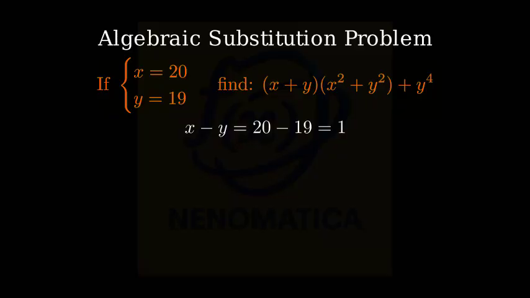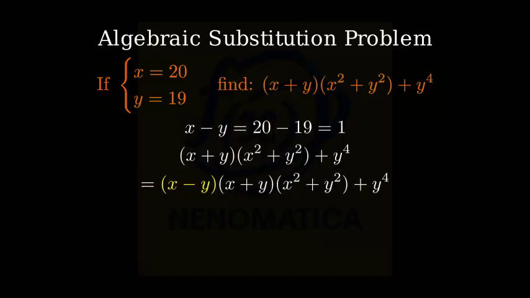Our goal is to find the value of this expression. Let's rewrite it and see if we can simplify it using the value of x minus y that we just calculated. Now, let's use a clever trick. We know that x minus y equals 1. We can rewrite the first part of our expression using x minus y and x plus y. Let's transform it to (x minus y) times (x plus y) times (x squared plus y squared) plus y to the 4th power.